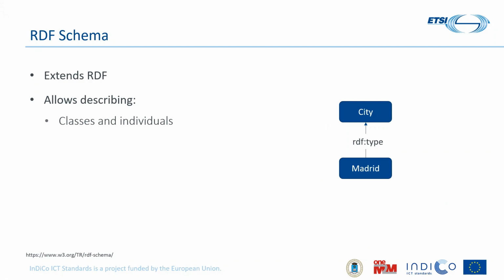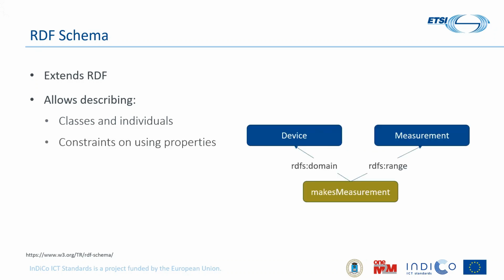RDF Schema allows us to describe classes and individuals. For example, it allows us to define Madrid as an instance of a city. It also allows us to define constraints on the use of properties. For example, it allows us to define the domain and range of the property. In the slide, you can see a property makes measurements that defines as a domain a device, and as the range a measurement.